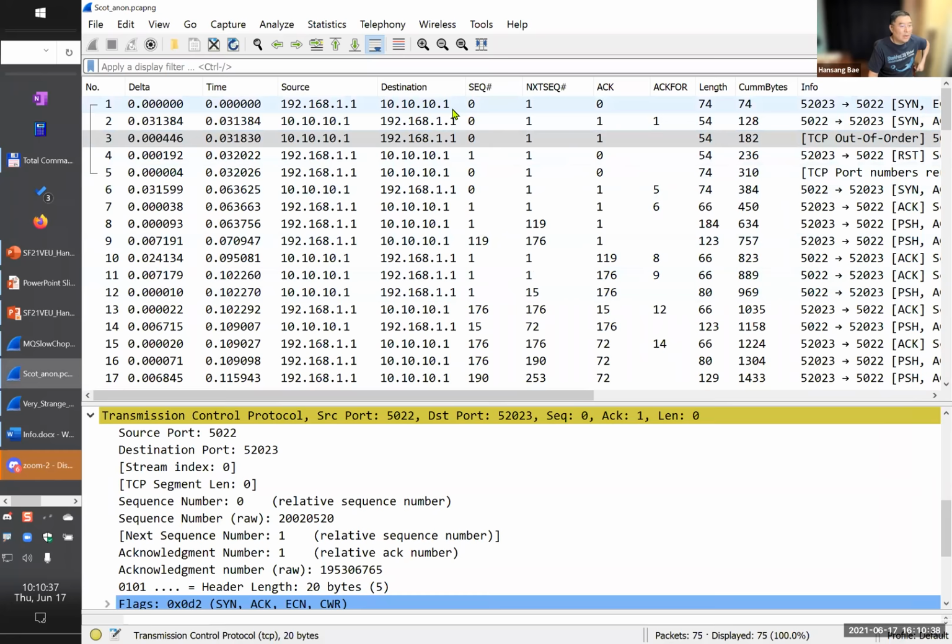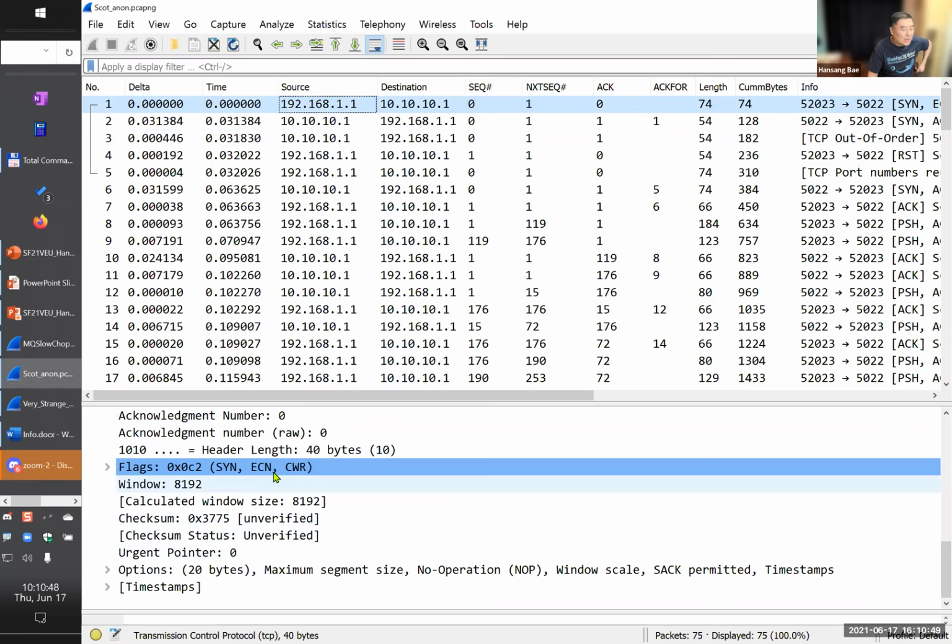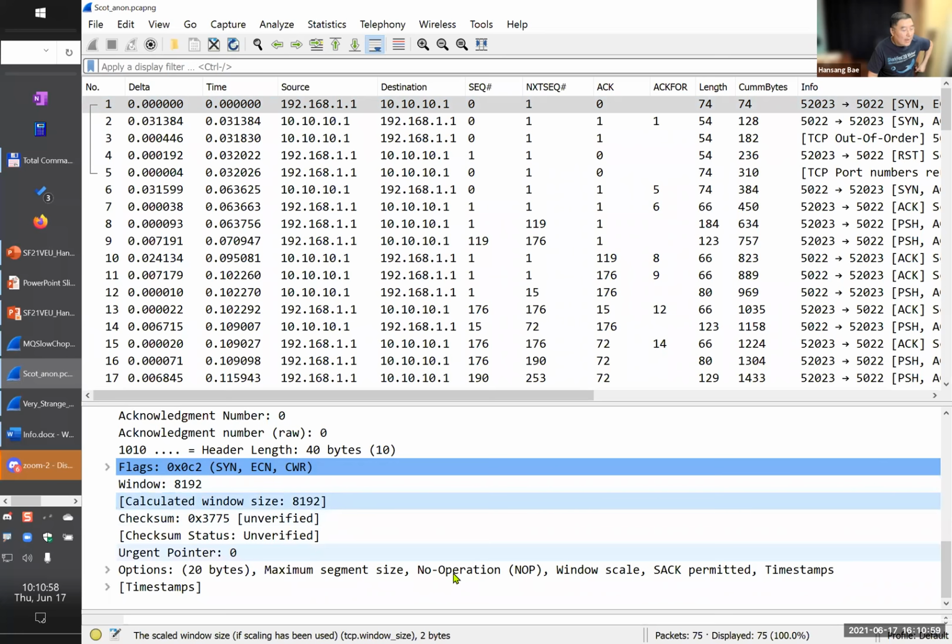But if we look at here, why is there a TCP out of order? What the hell is that about? So let's take a look at that a little bit more carefully. If I come down here, SYN, and he's saying explicit congestion notification, and other TCP options are set. Window size looks okay. And here are the options: my maximum segment size, this is just a filler, I'm going to do window scale, and I'm going to do selective acknowledgement, timestamp. Very, very normal.